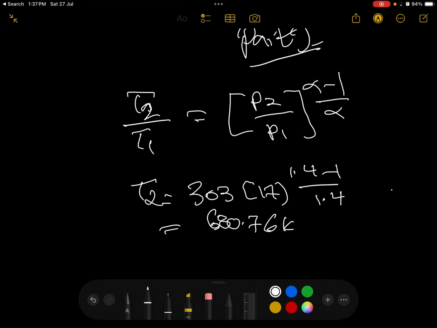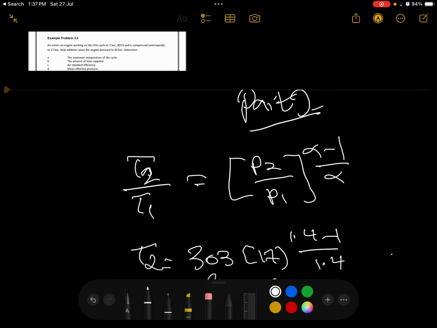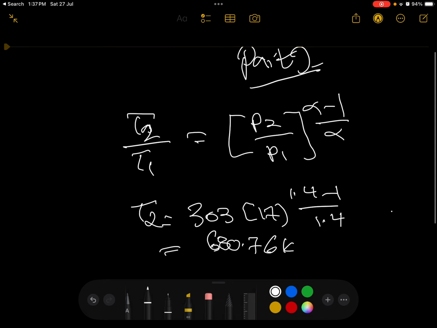Okay guys, so I'm going to complete part 2, finding the maximum temperature for the previous example question. We can read the question. Air enters an engine working on the Otto cycle at 1 bar, 303 K, and is compressed isentropically to 17 bar, compressed isentropically to 70 bar.